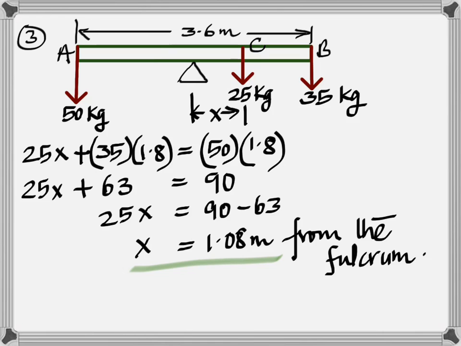Well, understand that in this case, again, this is the pivot, and you see that this force creates a clockwise torque, so does this one, but this one creates a counterclockwise torque. So all you got to do is 50 times that distance is equal to 25 times this plus 35 times this. All distances measured from the pivot.